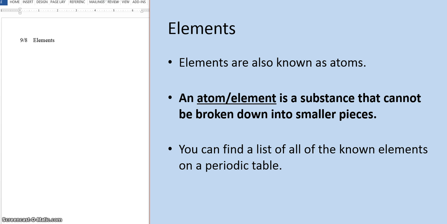First, another word for elements is atoms. The two words are kind of interchangeable. An atom or an element is a substance that cannot be broken down into smaller pieces. It's like if you had a piece of paper and you cut it in half, then cut it in half again, and again, and again. You're going to get to a point where you can't cut the paper anymore. An atom is kind of like that, but for chemistry. It's the smallest possible piece you could have.